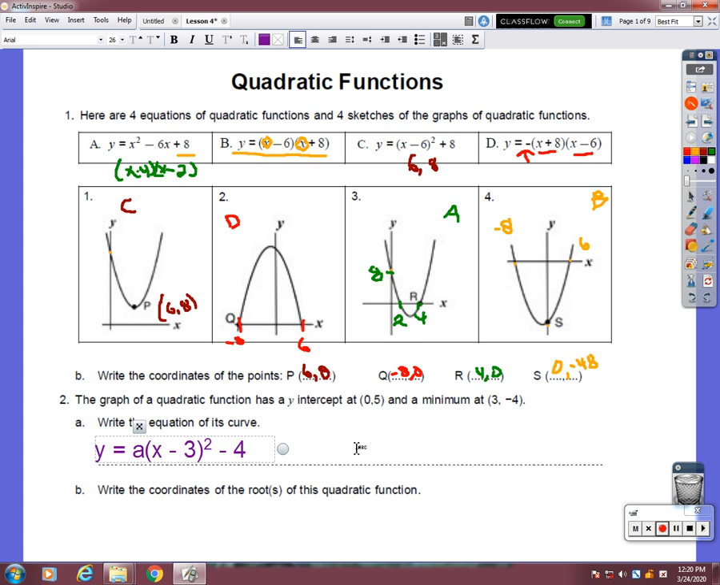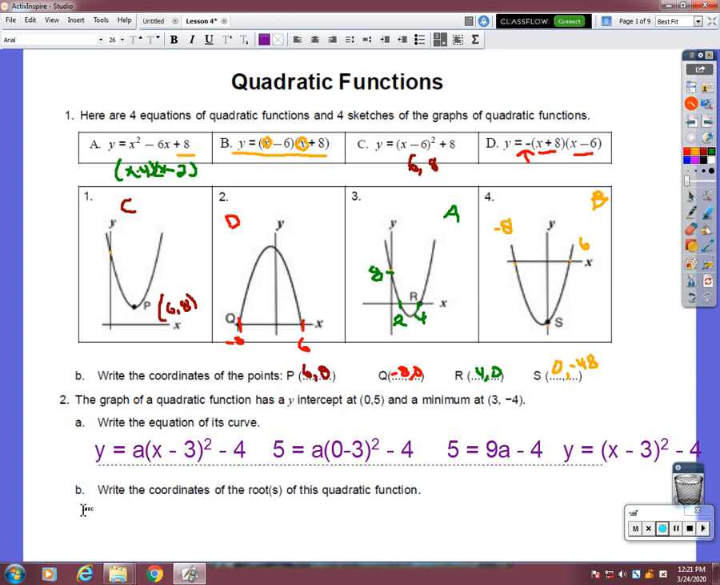So if I plug in 5 for y, then I get 5 equals, now I'm plugging in 0 for x, so 0 minus 3 squared minus 4. So then that gives me 5 equals 0 minus 3 is negative 3. Negative 3 squared is 9, so that is 9a minus 4. And then I'm running out of room, so you can figure out if I added 4 over here, I'd get 9, and then 9 divided by 9 is 1, so it turns out that a equals 1. So my equation for that is just simply y equals x minus 3 squared minus 4. Okay?